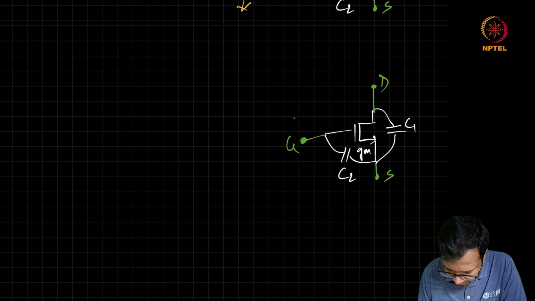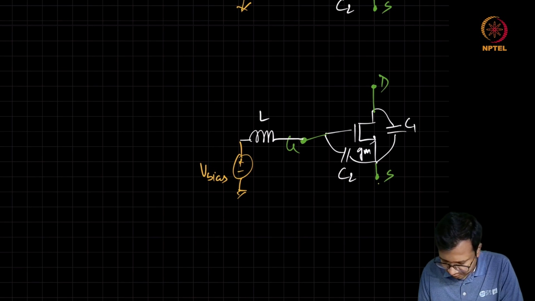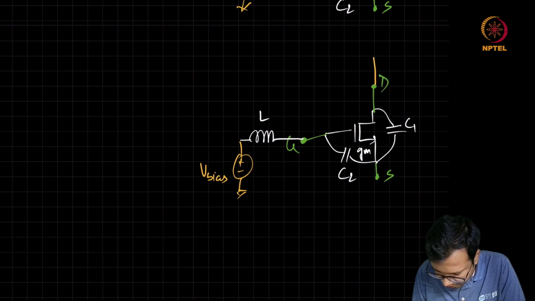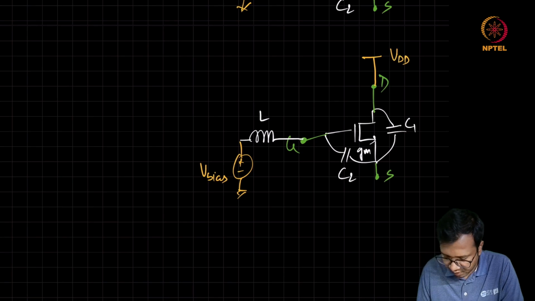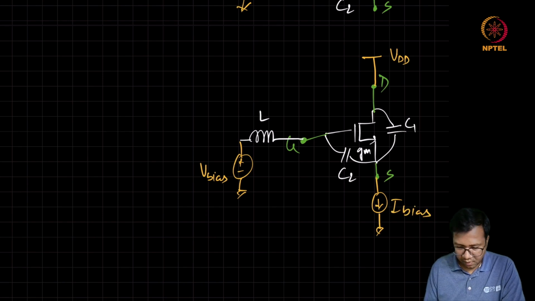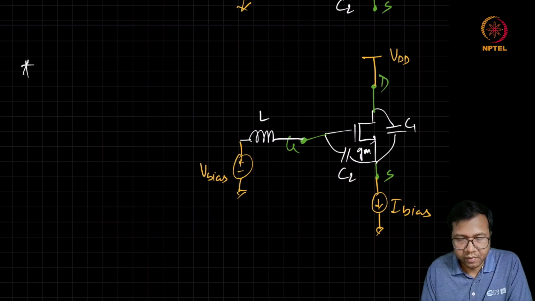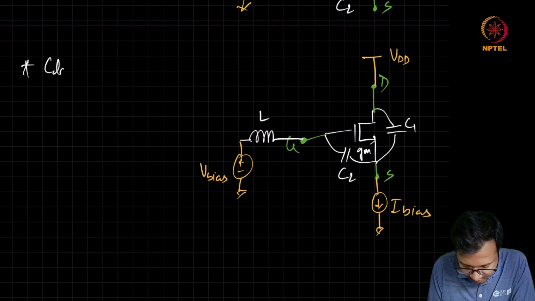So we can use this inductor, connect a biasing source, directly we can connect supply to the drain, and at the source node we can connect this current source. This oscillator topology is also called a Clapp oscillator.